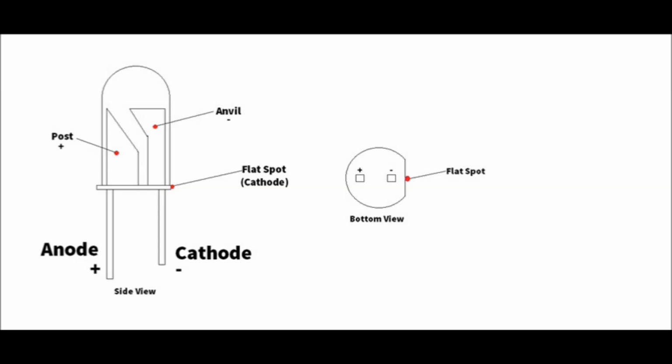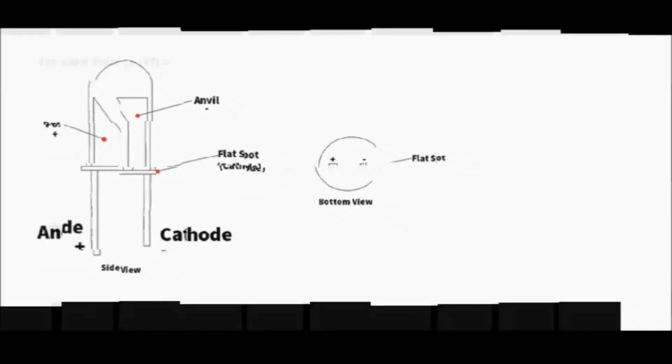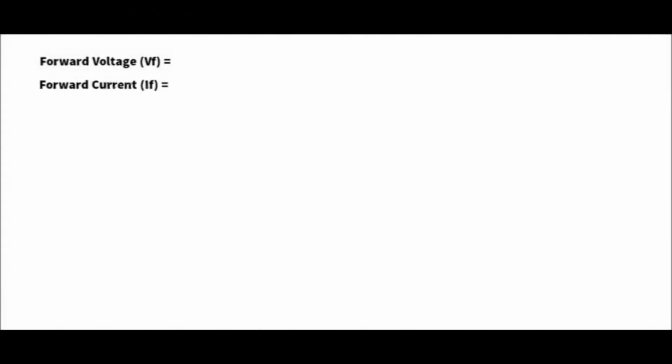Let's now look at how the resistor value is calculated using Ohm's law. When choosing an LED, the manufacturer will give specific ratings. To calculate the correct resistor, we need to know the forward voltage supply and the forward current. I've chosen an LED with a forward voltage of 3.5 volts and a forward current of 20 milliamps. The next thing we need to know is the voltage supply. In this example, we will use a 9 volt power supply.